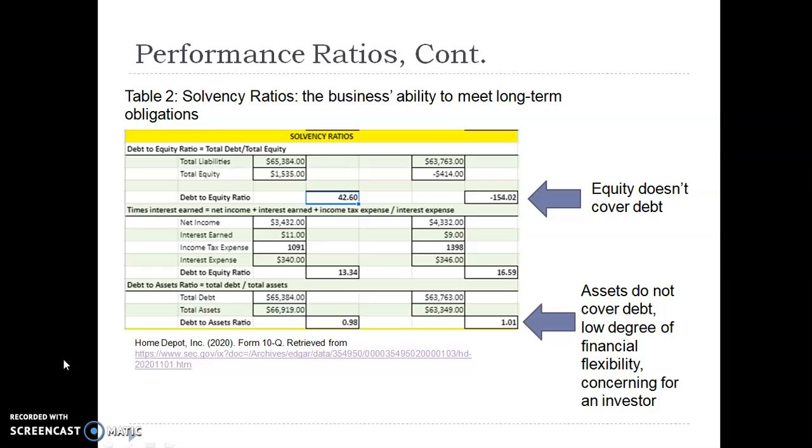These are ratios that represent the business's ability to meet their long-term obligations to debt. So this first one here is the debt to equity ratio. You can see that the equity doesn't cover debt and this is actually very concerning for an investor.